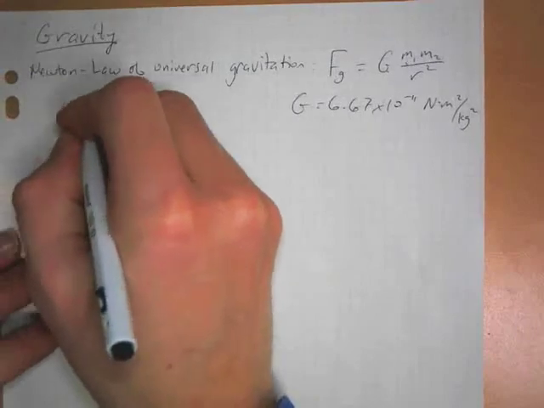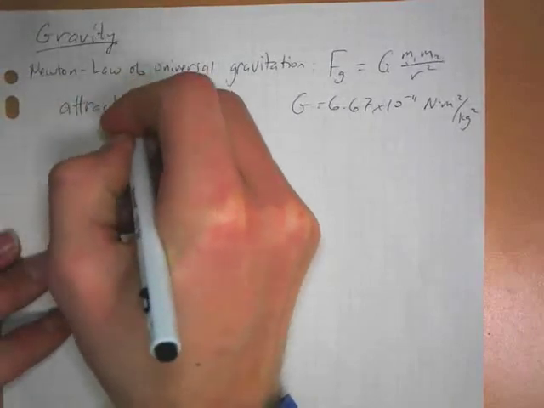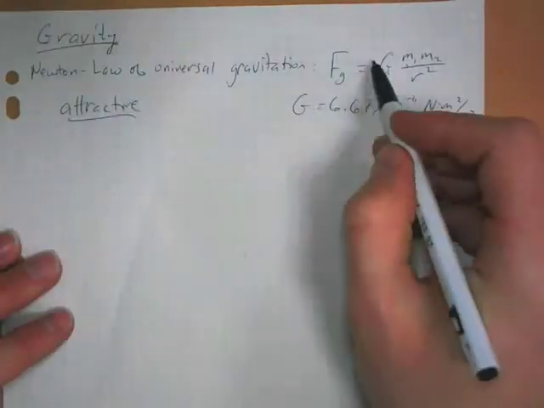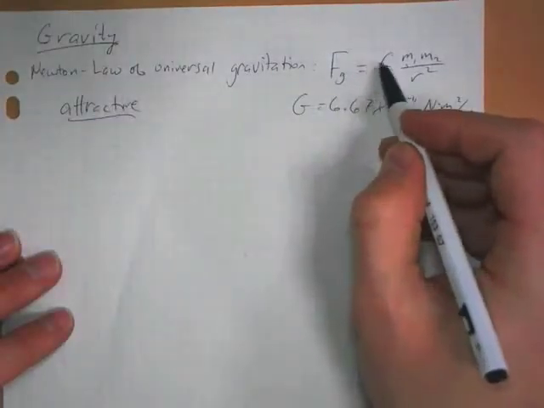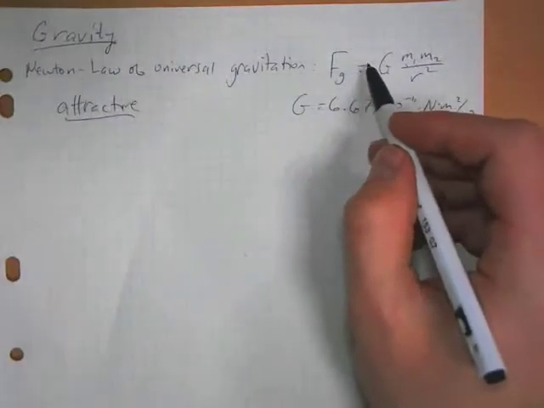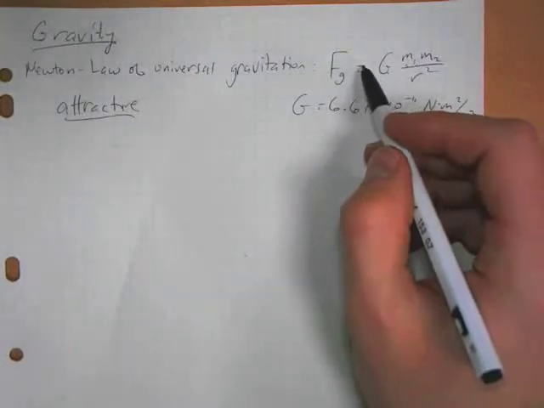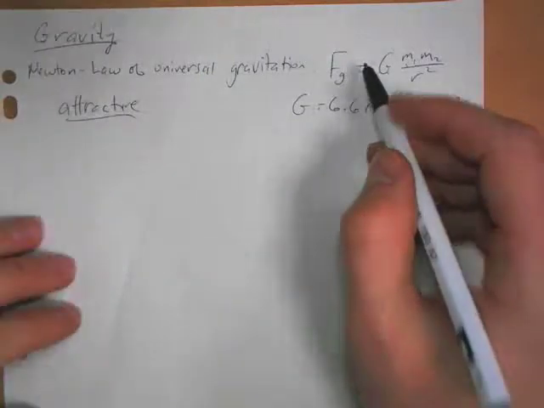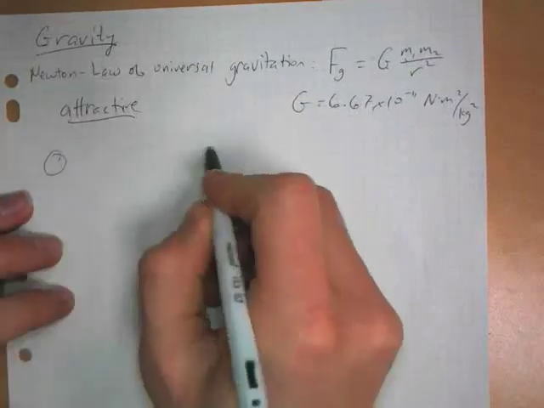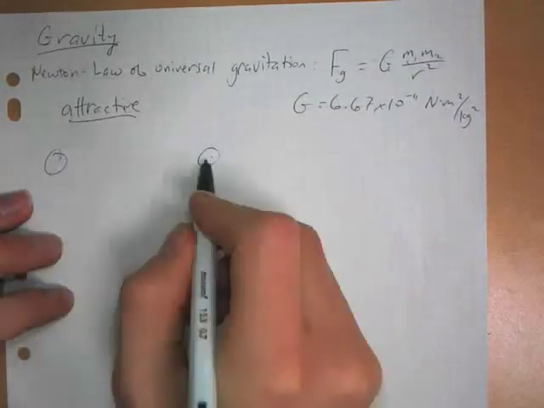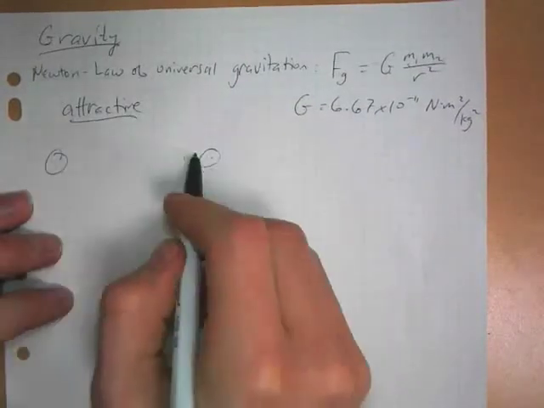Gravitational force is always attractive, which is why sometimes you'll see a negative out in front of this. But again, that negative doesn't necessarily mean you'll plug it into any equation as a negative. It just means that it's pulling toward each other. So if you have an object here and an object here, the force on this guy from this guy is to the left. Force on this guy because of this guy is to the right.